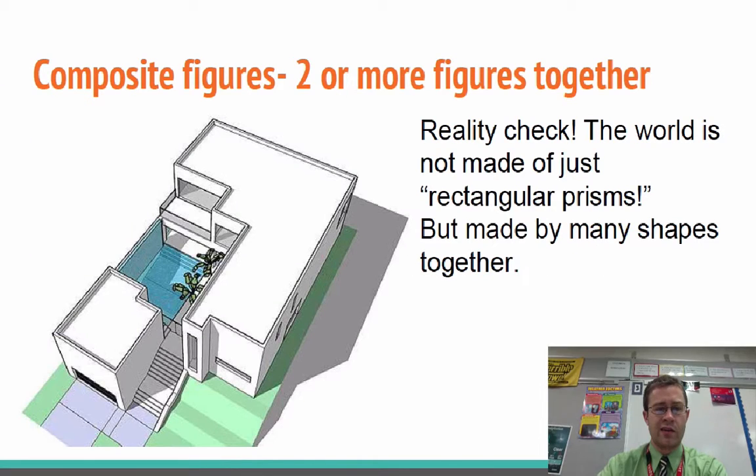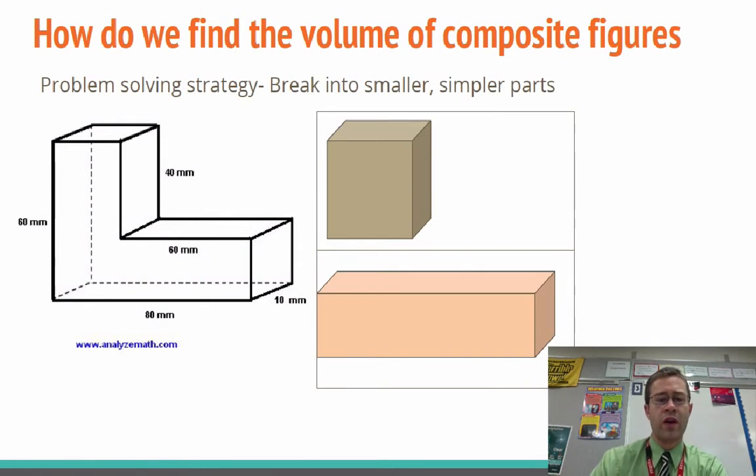So the thing is, reality check, the world is not made of just little rectangular prisms and houses, little boxes and stuff. It's made by many shapes being put together. So how do we calculate the volume of such things if they happen to us on a daily basis? Our problem-solving strategy is we're going to break them into smaller, simpler parts.